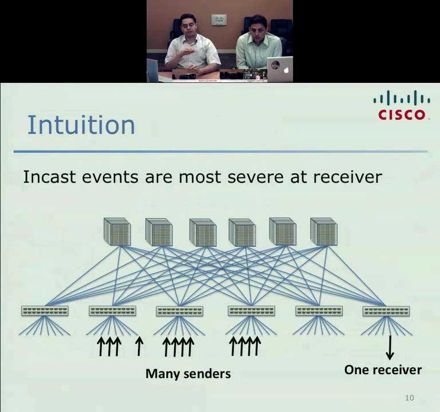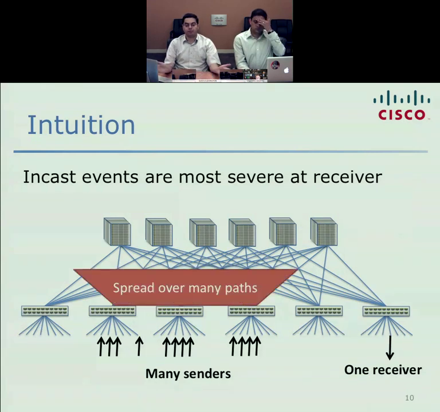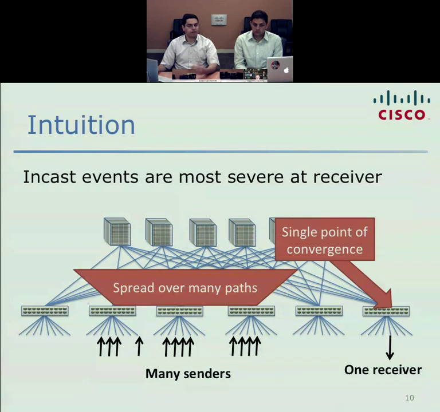And this notion of why larger buffers at the leaf are more helpful is really because of the nature of this incast pattern. An incast, again, is many senders sending to one receiver. The traffic from these senders gets spread across multiple paths as it gets load balanced across the spines, but when it goes to the receiver, there's really a single point of convergence. And so because of this, the traffic is much more bursty at that point of convergence, and the incast is most severe at the leaf.